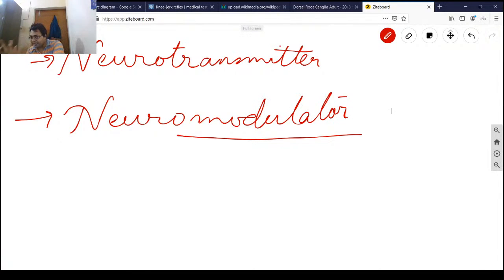It will cause depolarization, it will cause hyperpolarization, okay? Then it can cause an action potential to begin. Like it will bind to the ligand gated acetylcholine channels, which I had explained to you in the last class, and then it will cause the action potential to begin or the action potential to dampen.